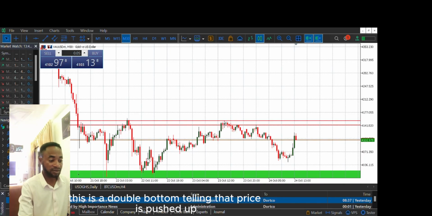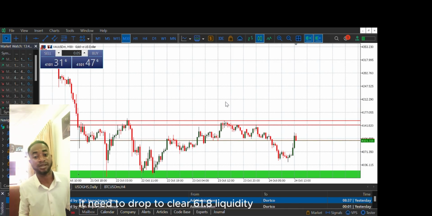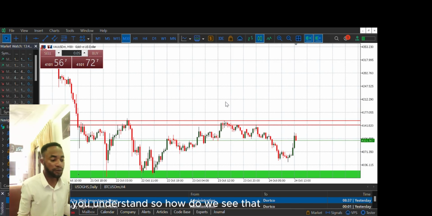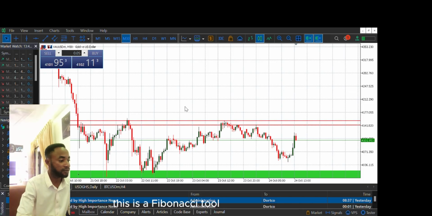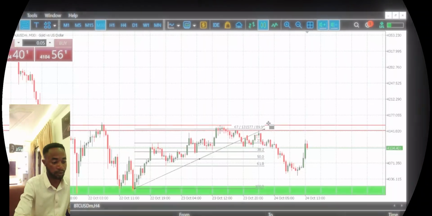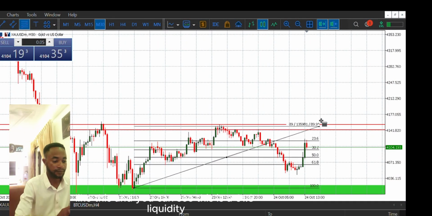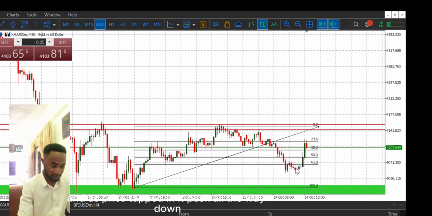This is a double bottom telling you that price is pushing up, and you can see as price pushed up, it tapped into the resistance zone. Once price taps into the resistance zones, it needs to drop to clear the 61.8 liquidity. You understand? So how do we see that it has surely cleared the 61.8 liquidity? By using a Fibonacci tool. We measure from the bottom to the top like this, and you can see this is the 61.8 liquidity, and as price tapped in, it pushed all the way down, small, boom, buy.